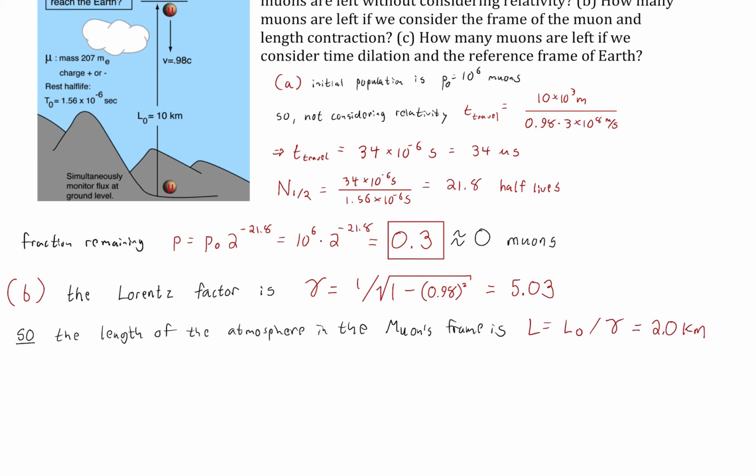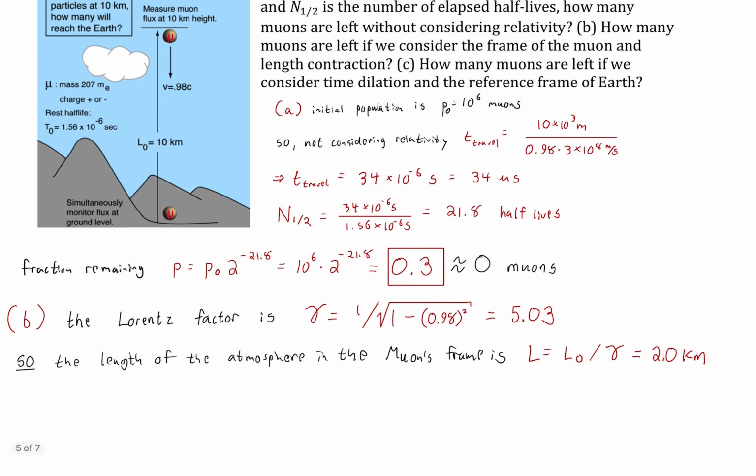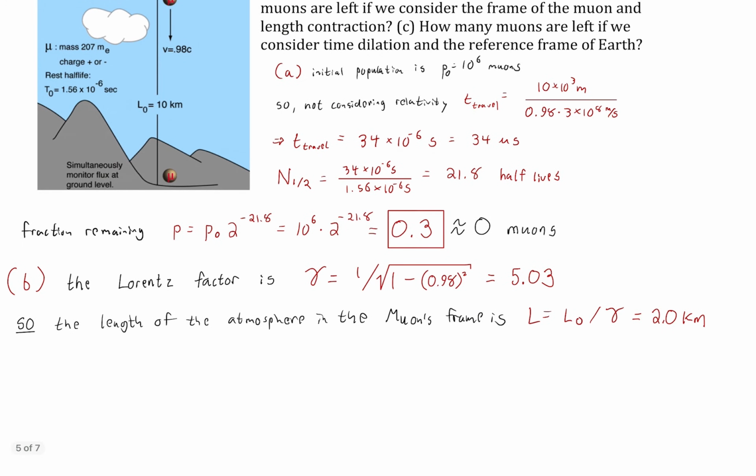Therefore, we can then consider the length of the atmosphere in the muon's reference frame. You can see here in part B, we're going to consider this in the frame of the muon. So in the reference frame of the muon, the Earth's atmosphere around it should be contracted. It should appear shorter, shouldn't it? So then we'll consider the contraction.